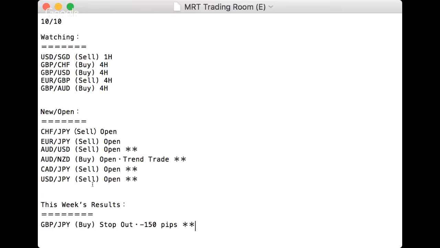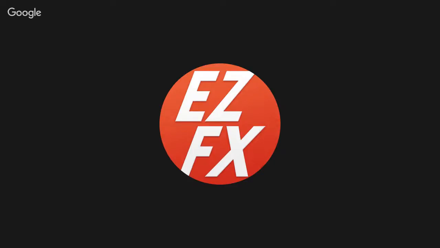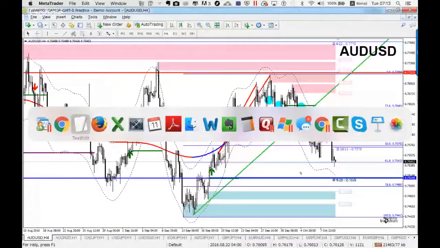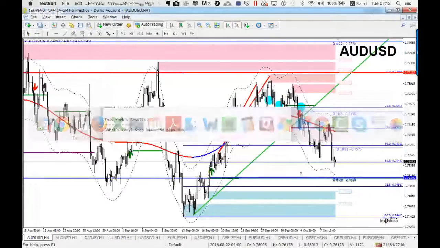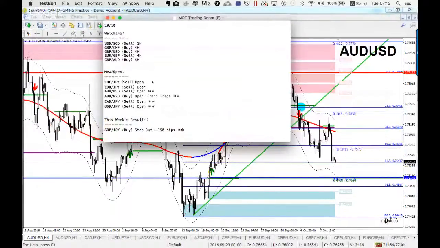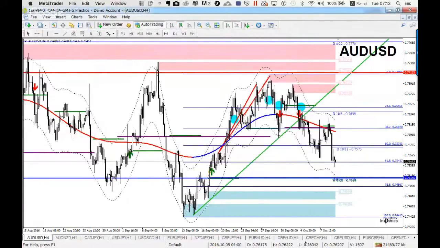Right, so let's go ahead and jump over to the charts, and we'll take a look at where we're at right now. Let's go ahead and start with the new and open trades. Let's look at the Swiss yen sell and just see what that did overnight.